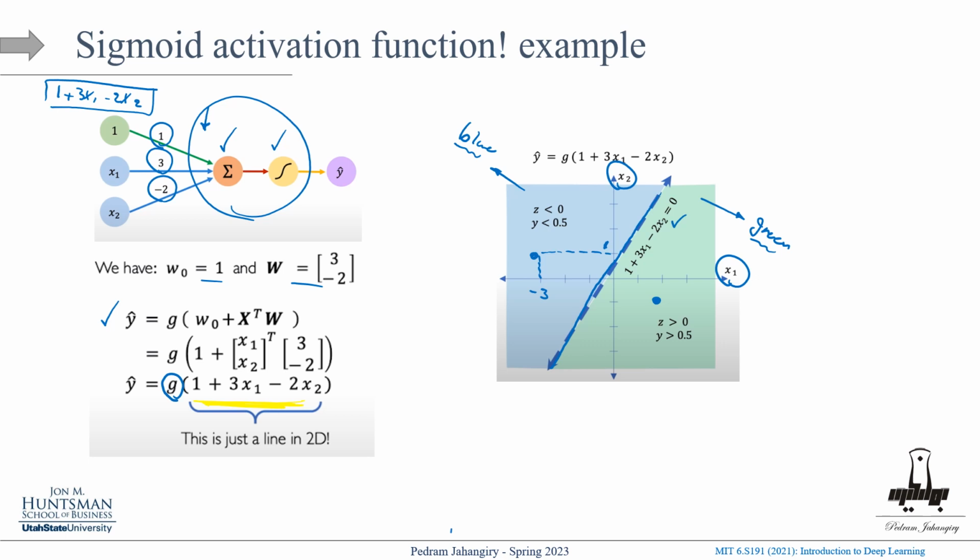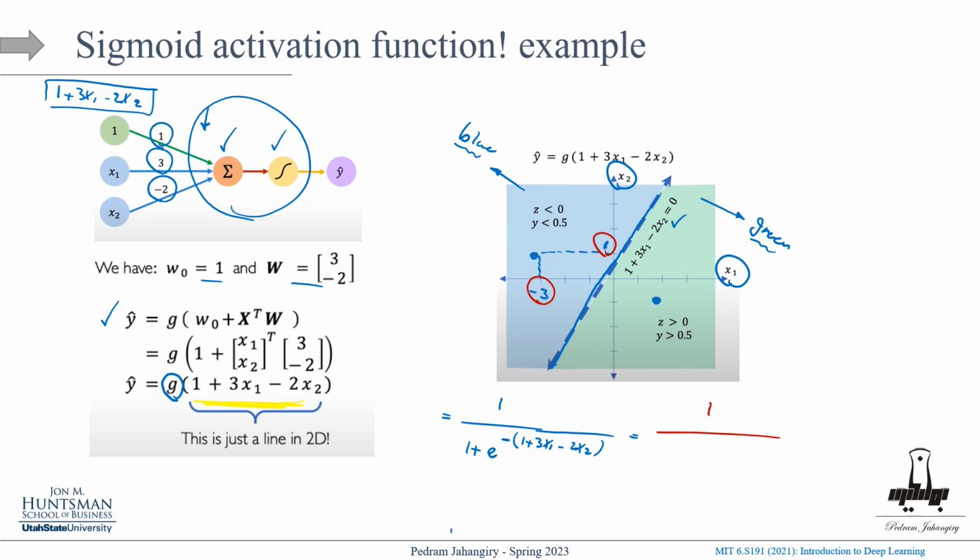Remember, the sigmoid is going to give us 1 divided by 1 plus e to the power of minus our z function. So what is the z function here? 1 plus 3x1 minus 2x2. Okay, let's go ahead and replace x1 and x2 with these numbers, -3 and 1. So what do I get?